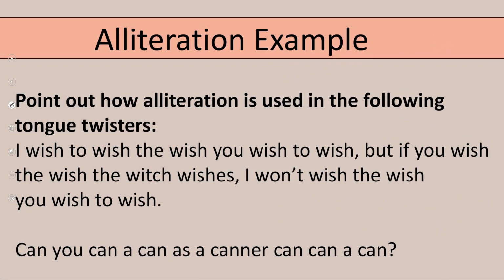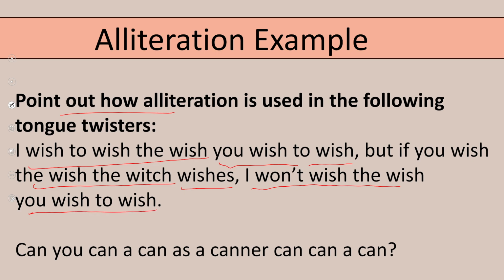Here, let's look at this tongue twister. You can see it on the screen. You read it really fast and practice it. And can you notice the alliteration used, and can you point out which alliteration, what sound is being repeated over and again? I wish to wish the wish, you wish to wish. But if you wish the witch wishes, I won't wish the wish, you wish to wish. So what sound can you see?